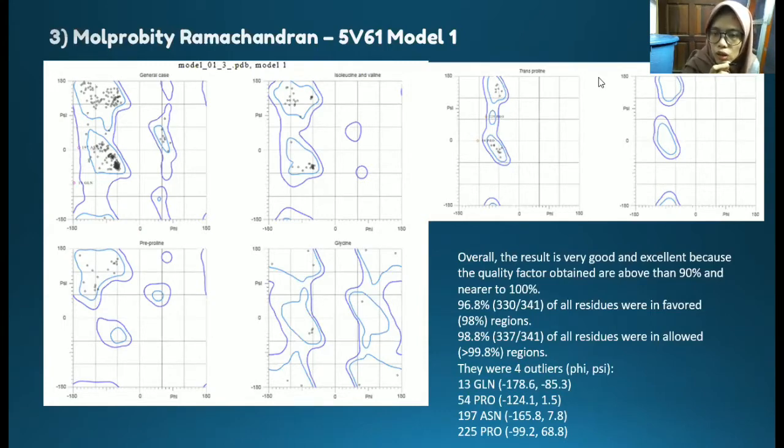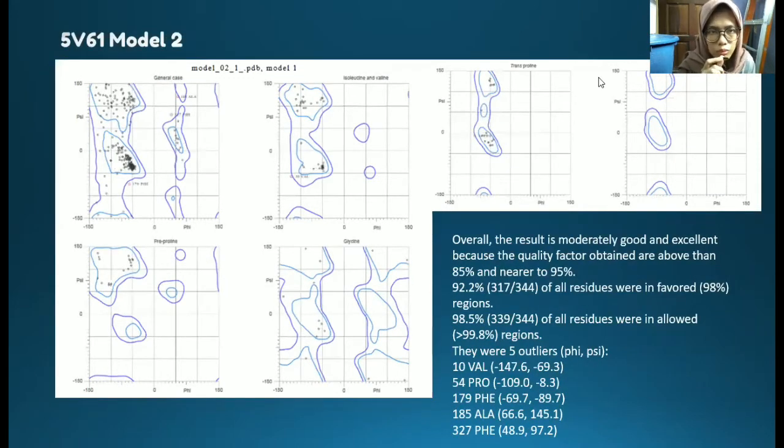Okay, there were 4 outliers of 5 MSI, which are 13 glutamine, 54 proline, 197 asparagine, and 225 proline. For the 5V61 model 2, overall the result is moderately good and excellent because the quality factor obtained is above 85% and nearer to 95%. That is 92.2% from 317 per 344 of all residues were in the favored 98% region, and that is 98.5% of all residues were in the allowed 99.8% region. There were 5 outliers of 5 MSI, which are 10 valine, 54 proline, 179 phenylalanine, 185 alanine, and 327 phenylalanine.